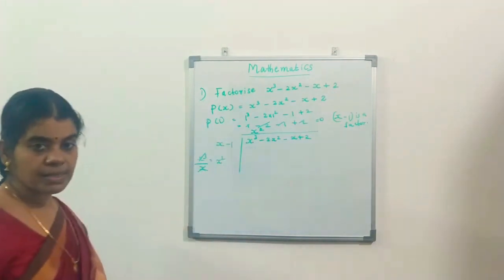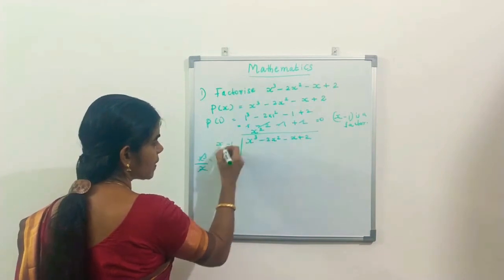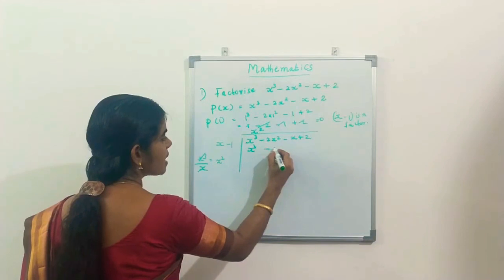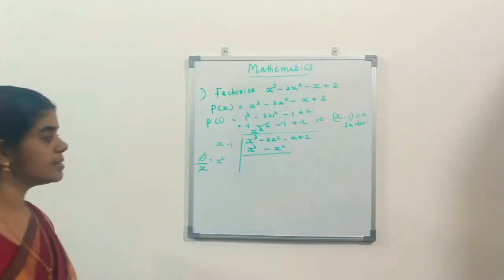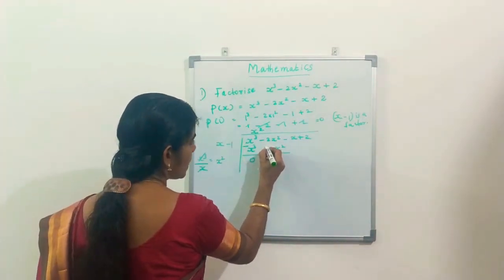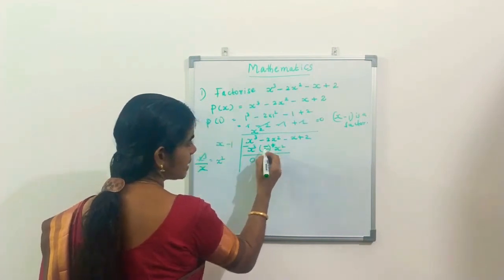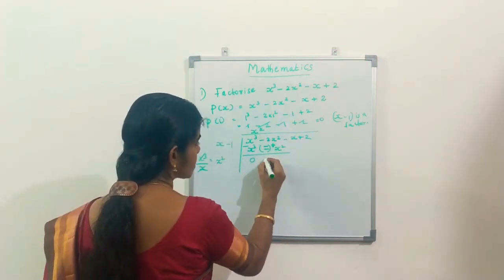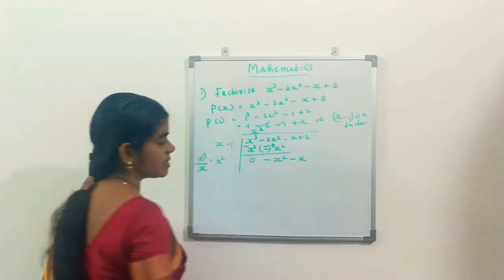You got x square. Then using this x square you want to multiply these two terms. x square into x means x cube. x square into minus 1 means minus x square. Then you already know that after multiplication you want to do the subtraction. x cube minus x cube means it will be 0. Minus of minus means it will become plus. Minus 2x square plus x square means minus x square. Next we can write down minus x also.